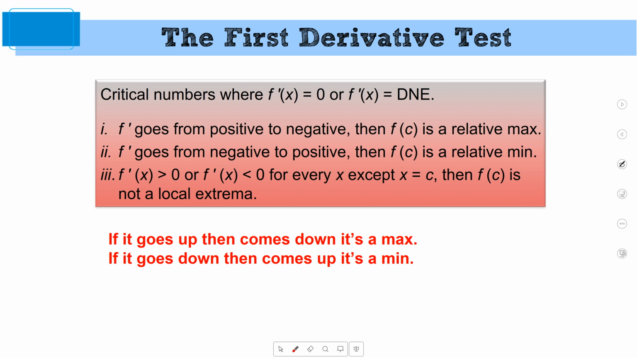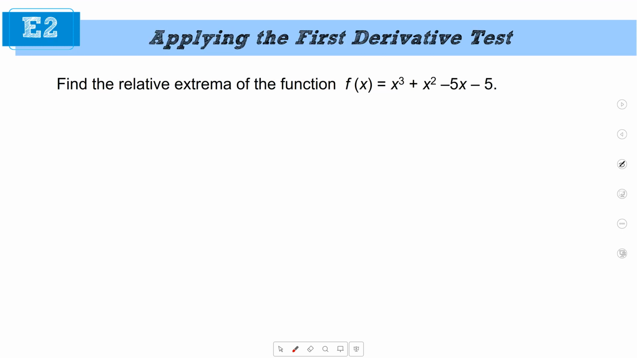If it goes up, then comes down, it's a max. If it goes down, then comes up, it's a min. All right, let's do it. We got a cubic again. You can pretty much guess what's going to happen, but I might have picked an interesting function that does something weird. What I would like to know is, where are the relative extrema, and what kind of extrema are they? Is it a max, or is it a min?